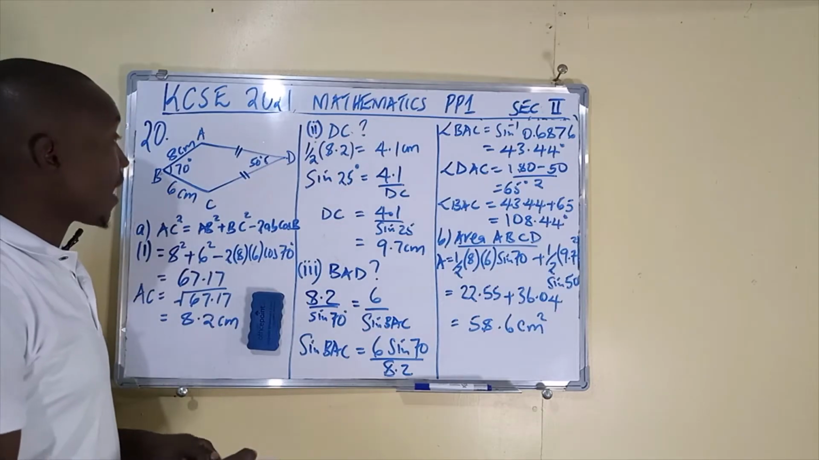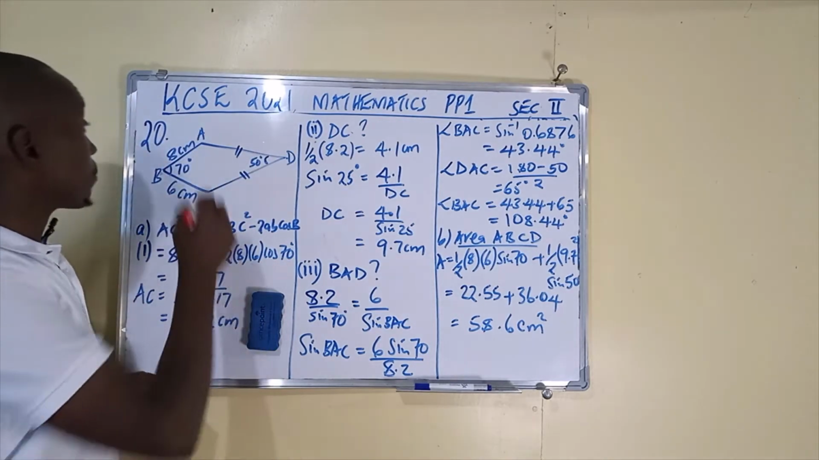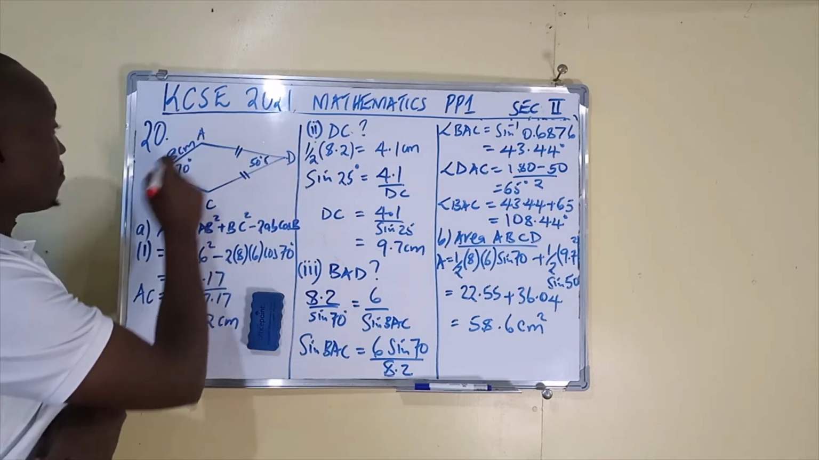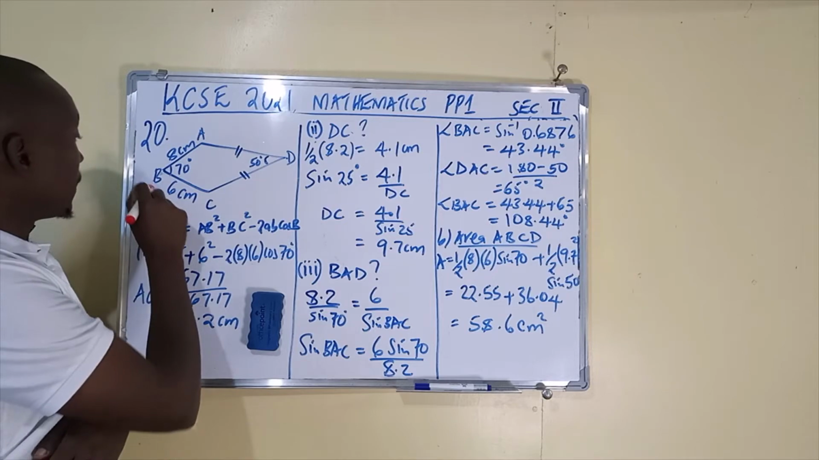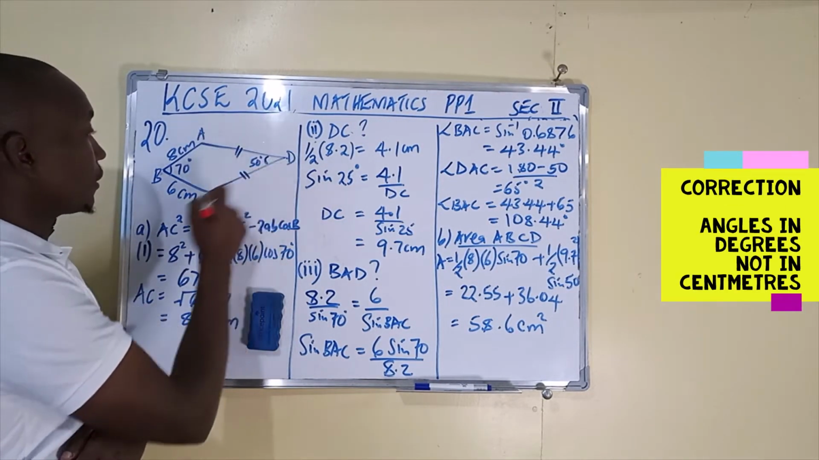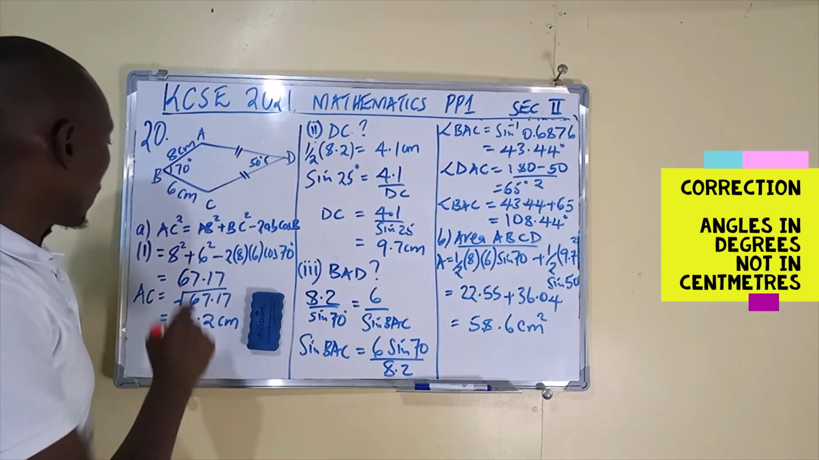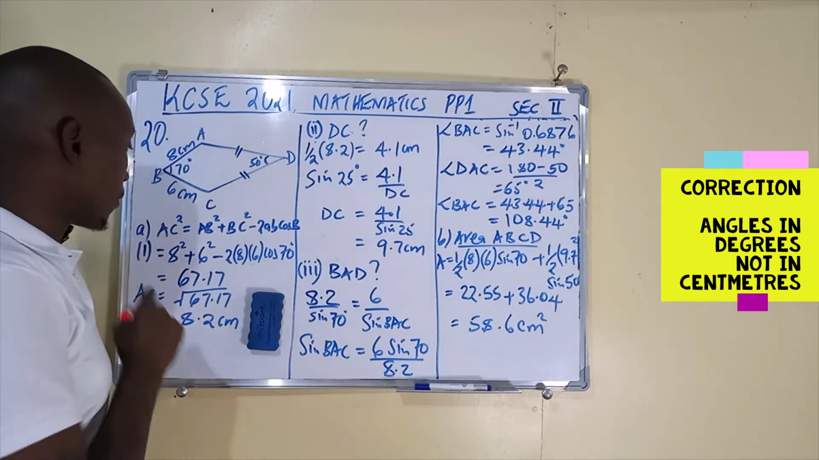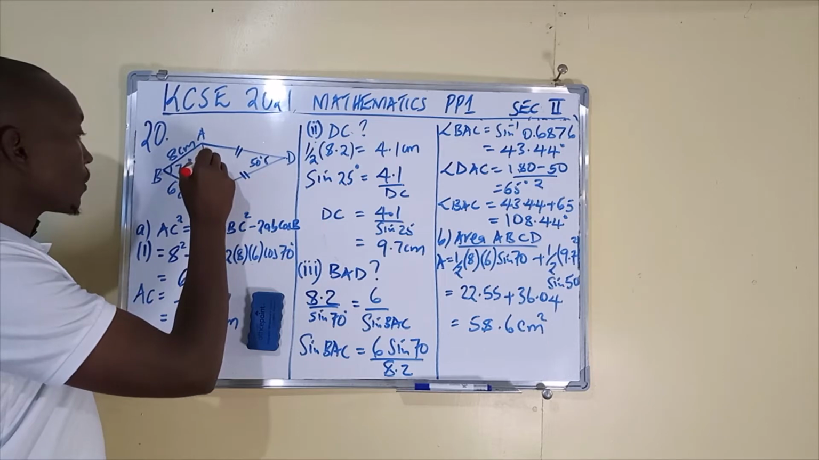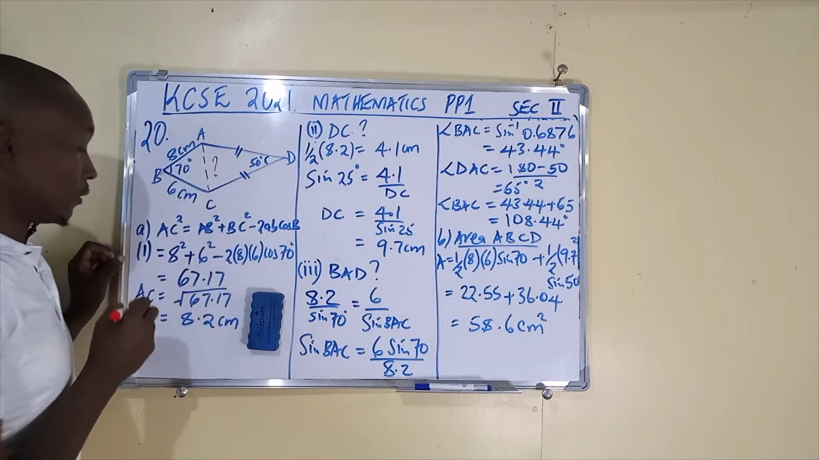Number 20, you're given a quadrilateral, a four-sided figure here. It is marked A, B, C, D. You're given that AB is 8 centimeters, BC is 6 centimeters. You're given angle ABC is 70 degrees. The first question, that is A Roman 1, you're supposed to work out the length of this side. You're supposed to work out AC.